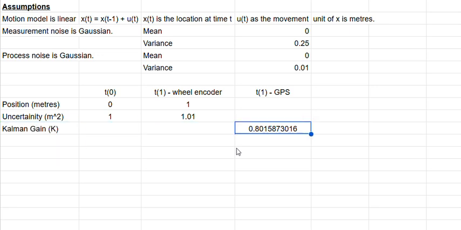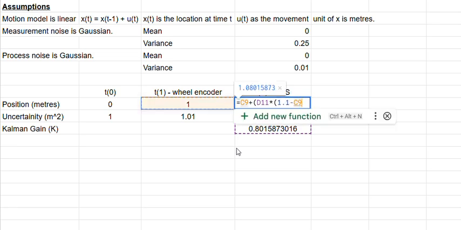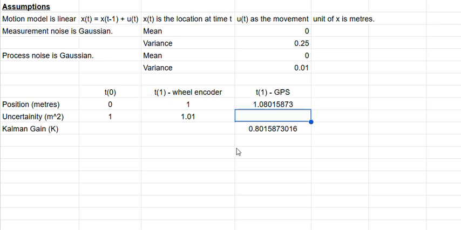Now once you have this gain, the updated position is going to be the one which you have here, 1, plus you're going to take this Kalman filter gain, multiplied by the difference of what is told by the GPS. It says 1.1 minus the one which you have from the wheel encoder. So that will be the equation here. When I substitute that, you're going to get 1.08016.